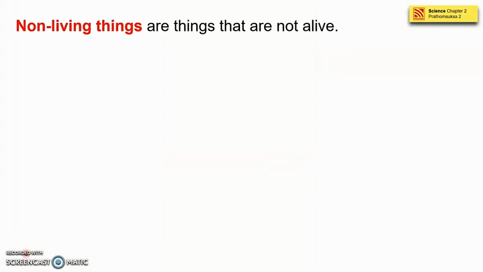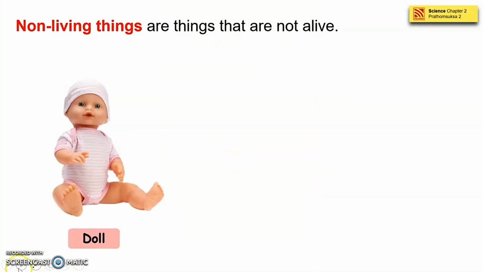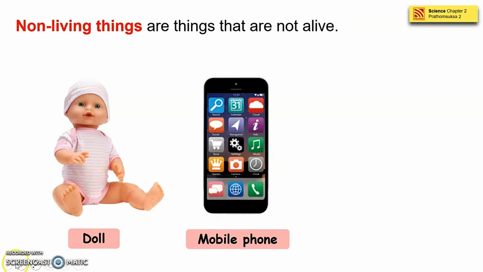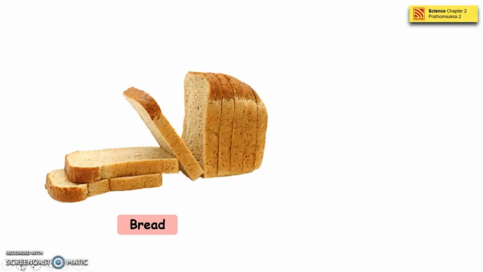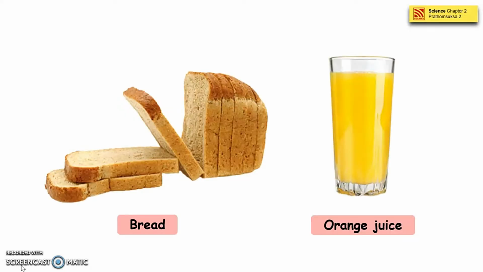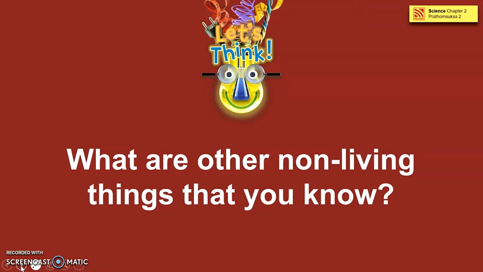We all know that non-living things are things that are not alive. So like a doll, a cell phone or mobile phone, and a chair. Actually, we have many non-living things that we know. We have bread and orange juice. Those are non-living things. Okay, what are the other non-living things that you know?